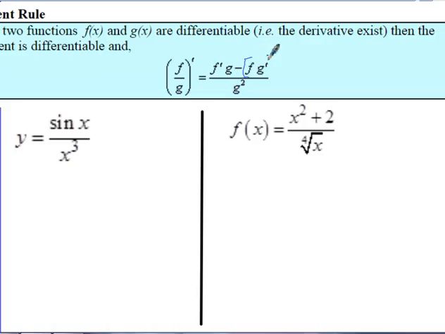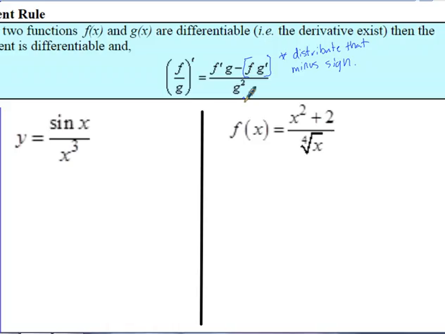But where most people will make their mistake is here. Because it's subtracting, this is why I like to put brackets there. You have to remember to distribute that minus sign. Okay? And then notice on the bottom, that is just g squared. It's just g, whatever g is, squared. There's no derivative on the bottom really. It's just g squared.